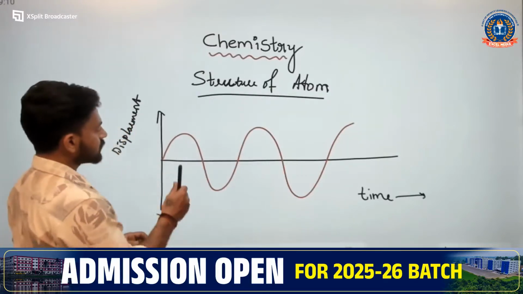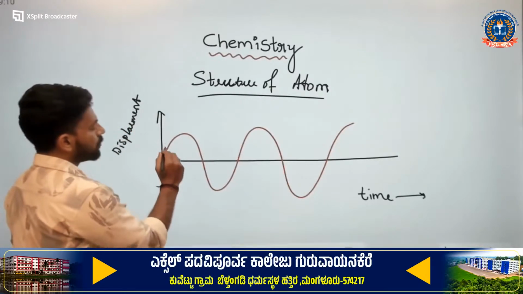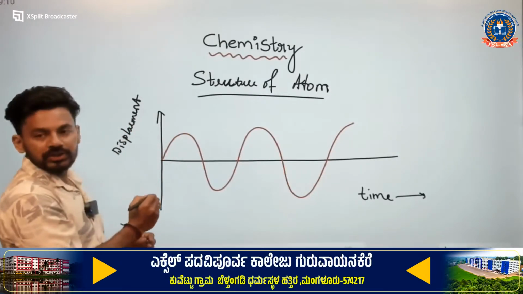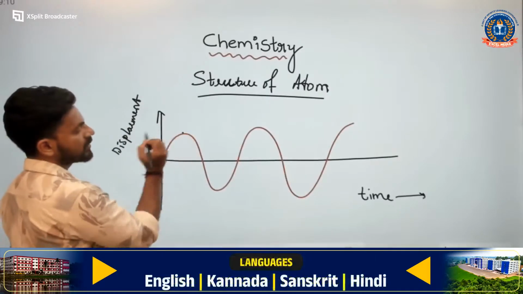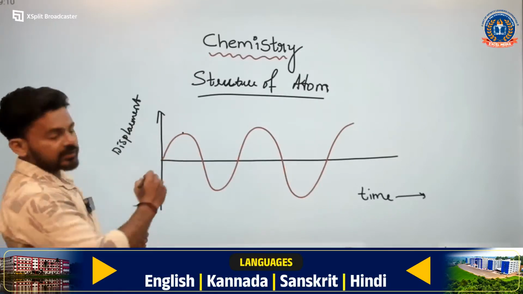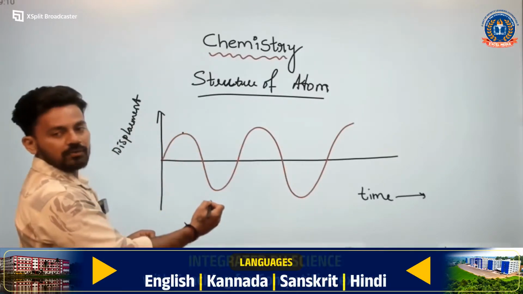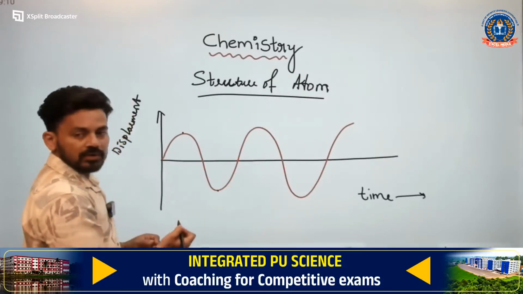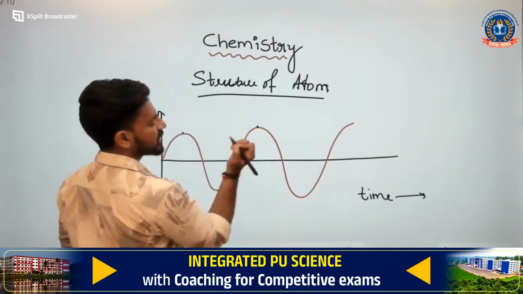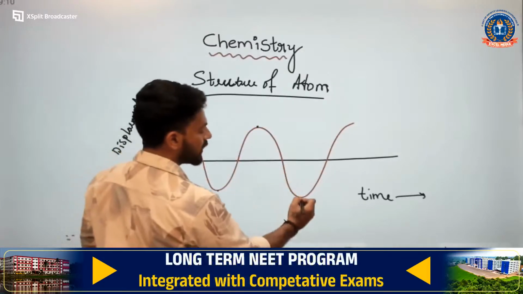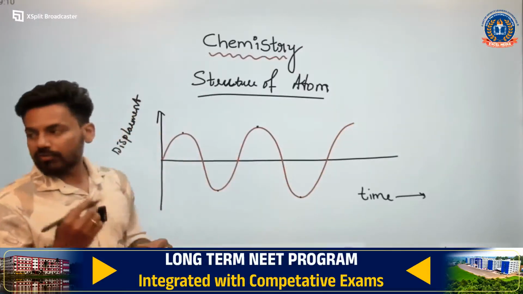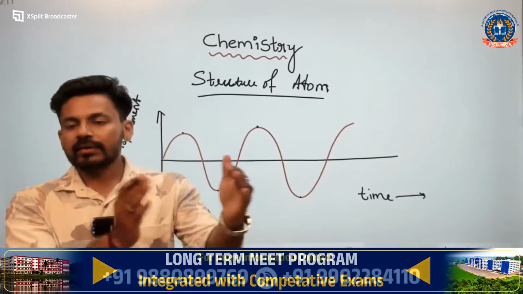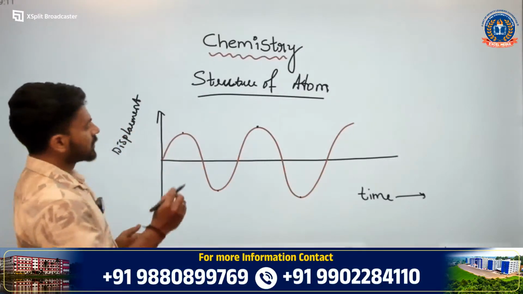The particles will go to the maximum position. Where is the maximum position, students? Here, correct? And then it moves down and reaches the minimum position. Then again it goes to the maximum position, and again to the minimum position. Like that, from one point to another point it will be moving.